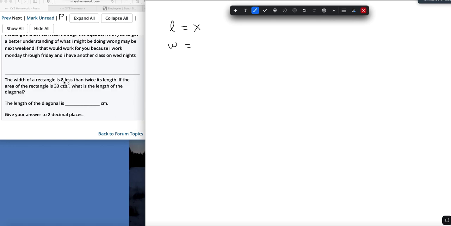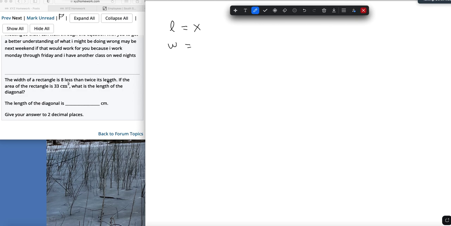The width is 8 less than twice the length. So pretend for a second the length was 10, just to have a number to get your head around. If the length was 10, twice its length would be 20, and then 8 less than that would be 12. So we're multiplying the length by 2, and then taking away 8 from that. It's kind of funky because the math sets up backwards from how the English reads, but it is what it is. So 2 times the length less 8.